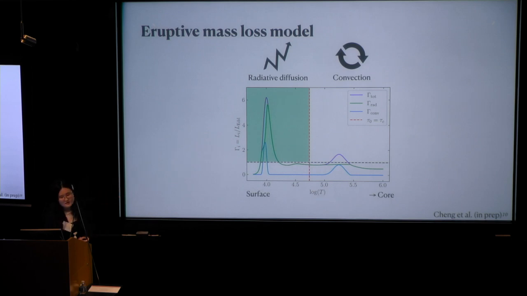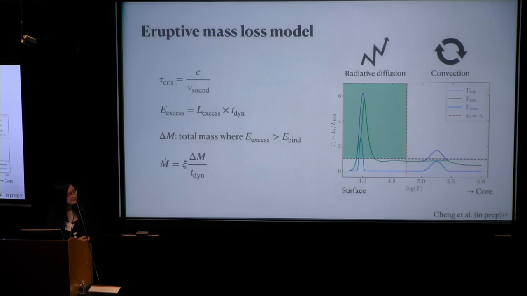diffusion. So formally, I'm going to define this critical optical depth in red as c over v sound. So can a photon make it out? And for my energy, I'm looking at this excess luminosity, the locally super Eddington luminosity, paired with some timescale, in this case, the dynamical timescale. And I'm going to compare that energy with the binding energy of the envelope, right? If it exceeds the binding energy, ideally, we're ejecting the mass. And this mass loss rate, again, involves a dynamical time. And then I have this curly Greek xi letter, which is an efficiency factor.